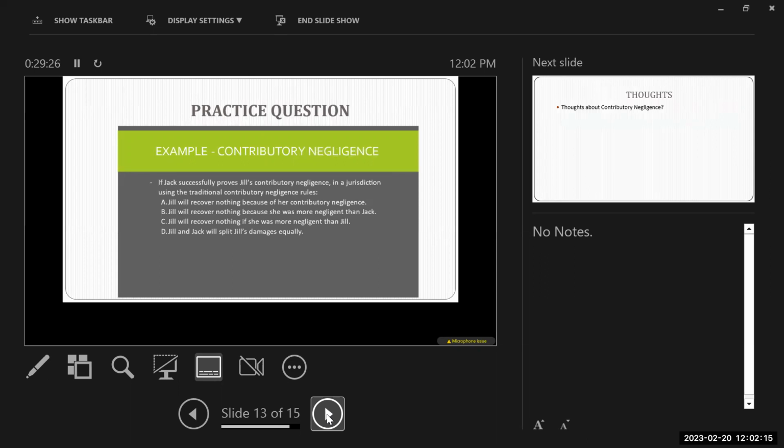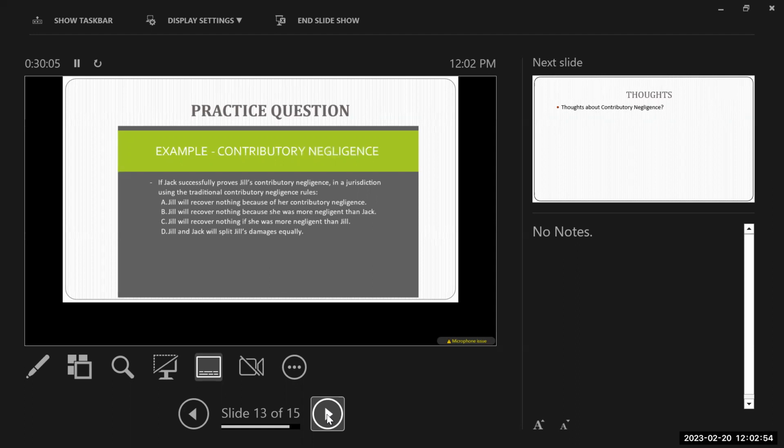What happens? If Jack successfully proves Jill's contributory negligence in a jurisdiction using the traditional contributory negligence rules, what do we get? Jill recovers nothing because of her contributory negligence. Jill recovers nothing because she was more negligent than Jack. Jill will recover nothing if she's more negligent than Jill. Jill and Jack will split Jill's damages equally. Well, let's do a process of elimination.